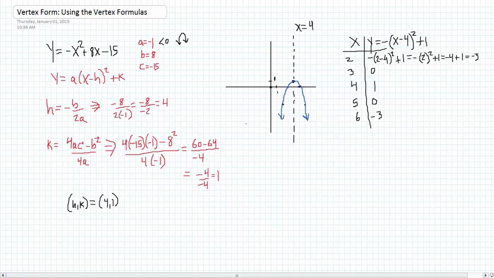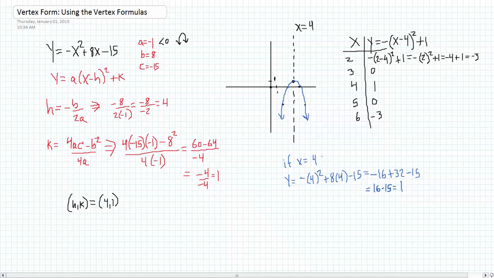Now, alternatively, suppose that you didn't remember the formula for k. You can always just plug in the value of h into the parabola. So let's just do that as a quick calculation. If x is equal to 4, then we can plug that into the original equation. So negative 4 squared plus 8 times 4 minus 15. 4 squared is 16, with a minus that's negative 16. 8 times 4 is going to be positive 32. And then minus 15. Then we can take the negative 16 and add it to the 32, and that'll be positive 16. So we have 16 minus 15, and that is equal to 1.